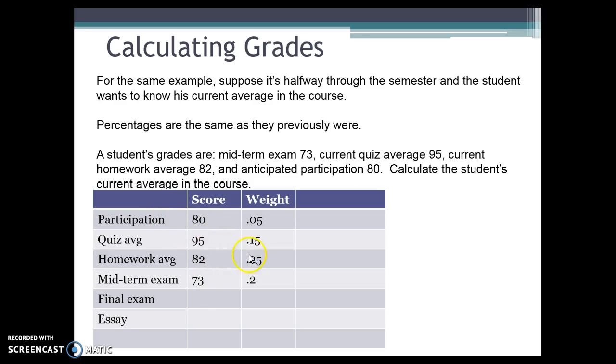Well, you just plug in what you have so far. You don't have grades for the final exam or for the essay, so you just leave those blank. And you calculate it based on what you've got. And what you've got is the total x times w's of 53.35, the total weights so far as 0.65, so the student has a current average of 82.08.